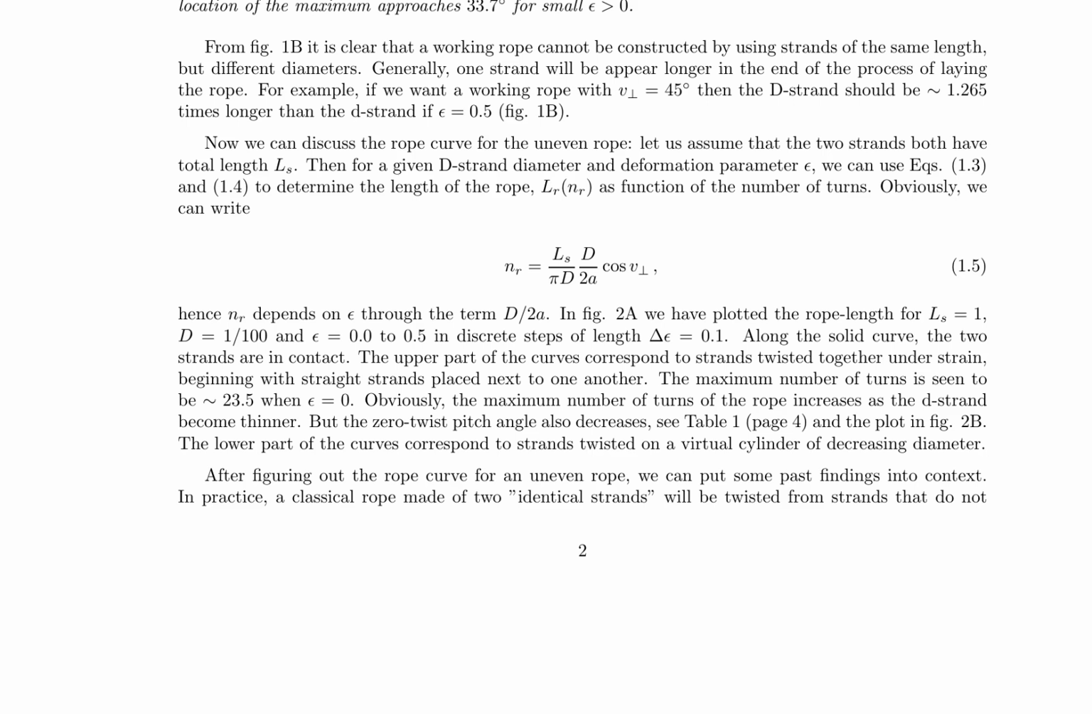The rope curve for an uneven rope is critical in practical applications, especially in the context of wire rope, where understanding the rope's behavior under varying conditions is essential. By examining the rope curve, researchers can gain insights into the rope's mechanical properties, such as its maximum twisting capacity and stability. The parameter epsilon, which represents the unevenness of the rope, plays a pivotal role in shaping these properties. As epsilon increases, the rope's behavior deviates significantly from that of a classical rope, highlighting the importance of considering unevenness in rope design and analysis.